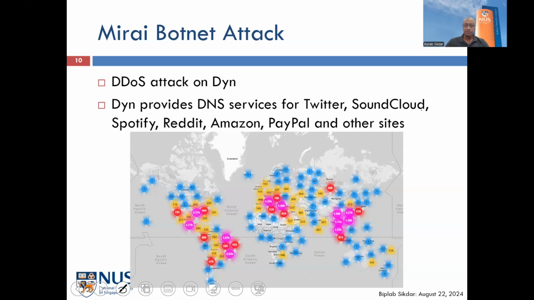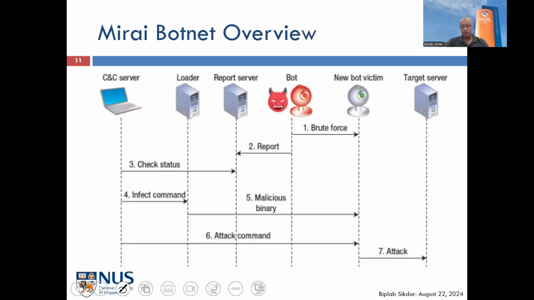As a result, when regular users tried to access services such as Twitter or Spotify, Amazon, and so on, the DNS service failed. They were unable to translate the host name to an IP address, and as a result, the services were offline. And this is a typical way in which the Mirai botnet worked.